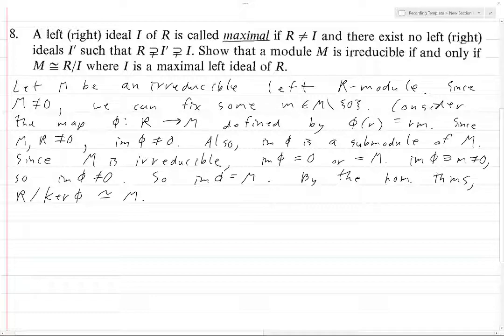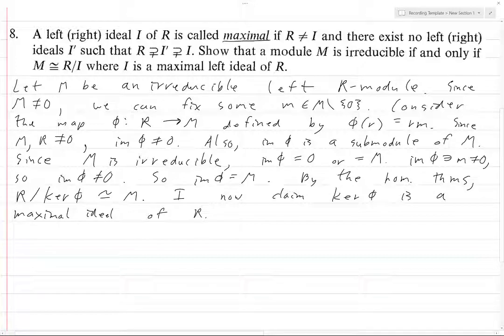Now we want to show that M is isomorphic to R mod I, where I is some maximal ideal of R. So the kernel of phi is going to be the ideal that we want to prove is maximal. I now claim the kernel of phi is a maximal ideal of R. And of course, obviously it's an ideal because kernels are ideals.